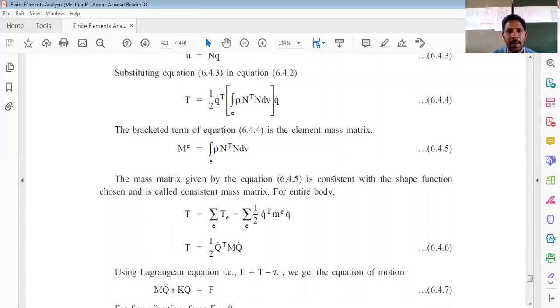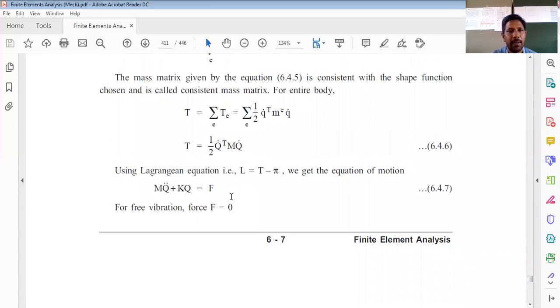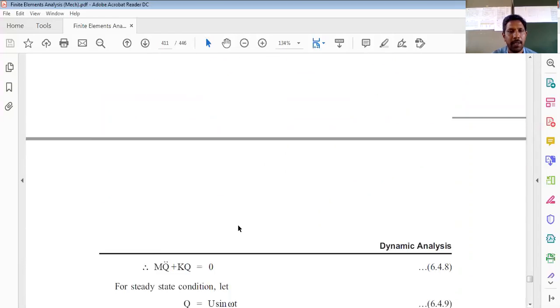The mass matrix given by the above equation is consistent with the shape function chosen, and it is called the consistent mass matrix. Suppose you are considering the mass matrix with respect to the entire length of the member, then we consider it as the consistent mass matrix. Now if you use the kinetic energy equation, that is half q dot transpose m q dot, the equation of motion is m q double dot plus k q is equal to f, where f is 0 for free vibration and f has some value for a forced vibrating system.